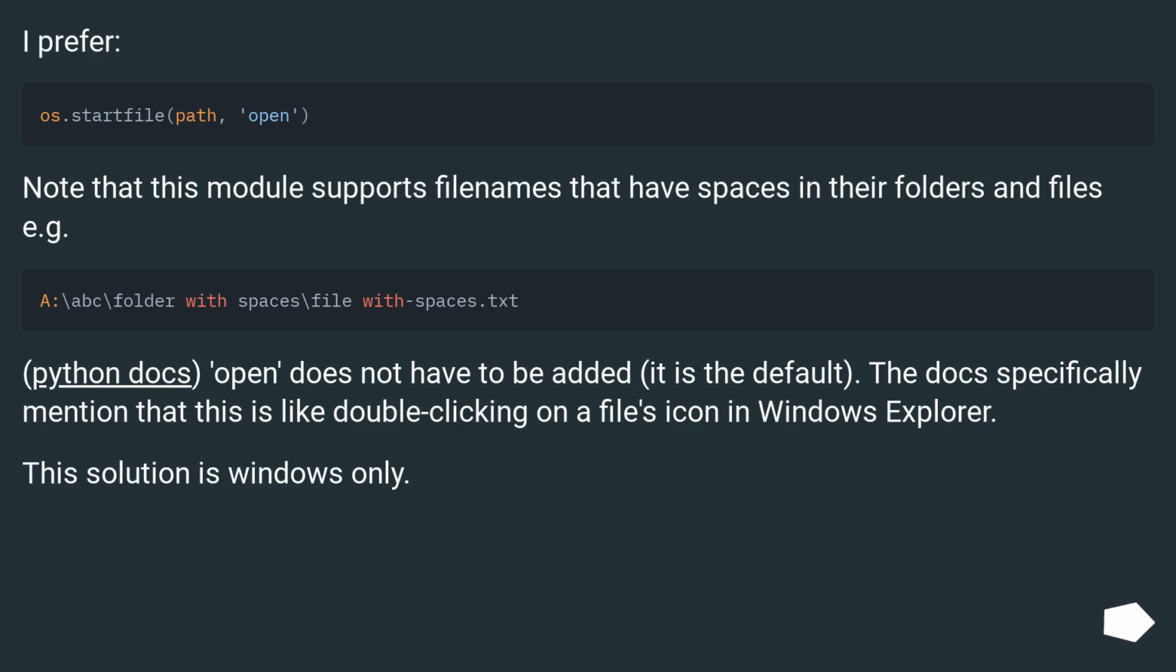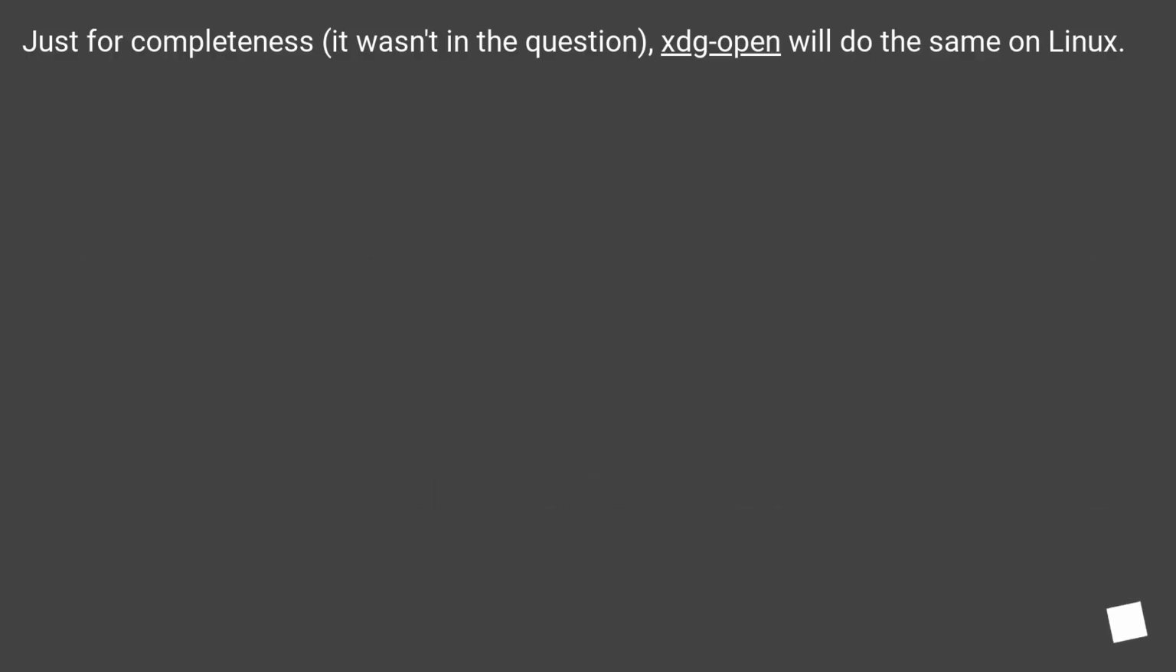Note that this module supports file names that have spaces in their folders and files, for example. From the Python docs, open does not have to be added, it is the default. The docs specifically mention that this is like double-clicking on a file's icon in Windows Explorer. This solution is Windows only. Just for completeness, it wasn't in the question, xdg-open will do the same on Linux.